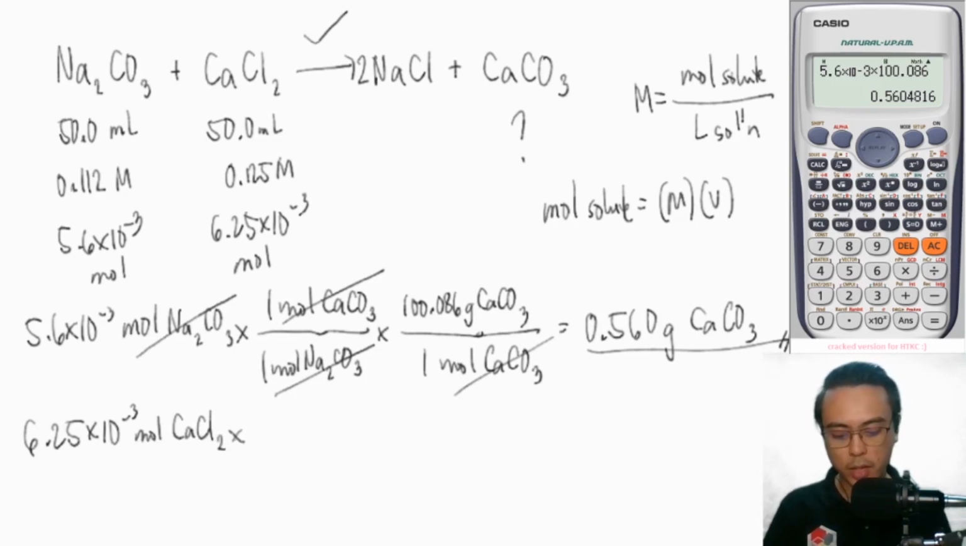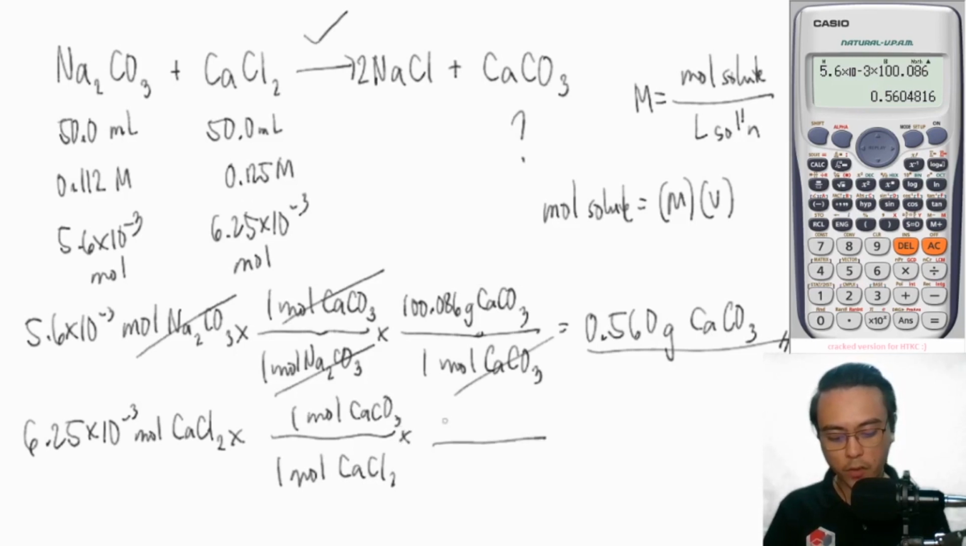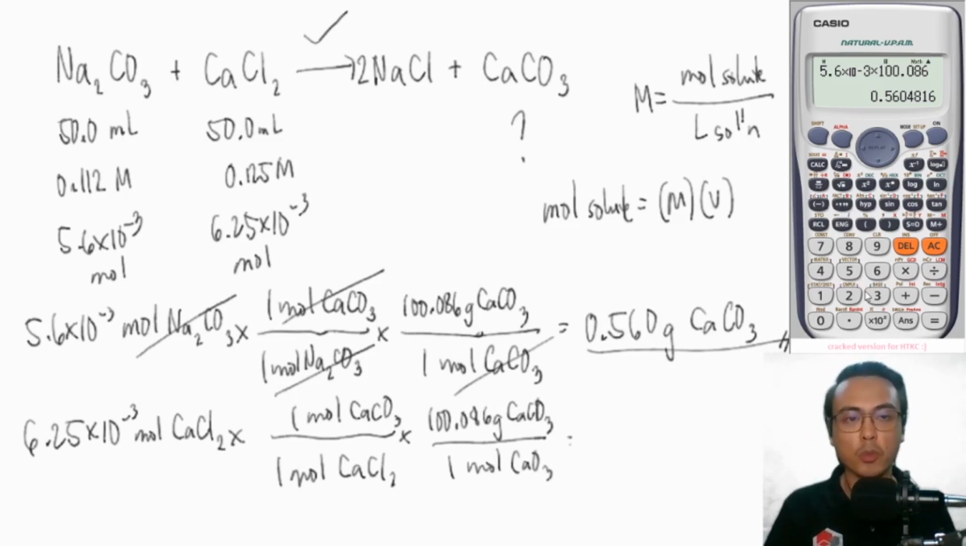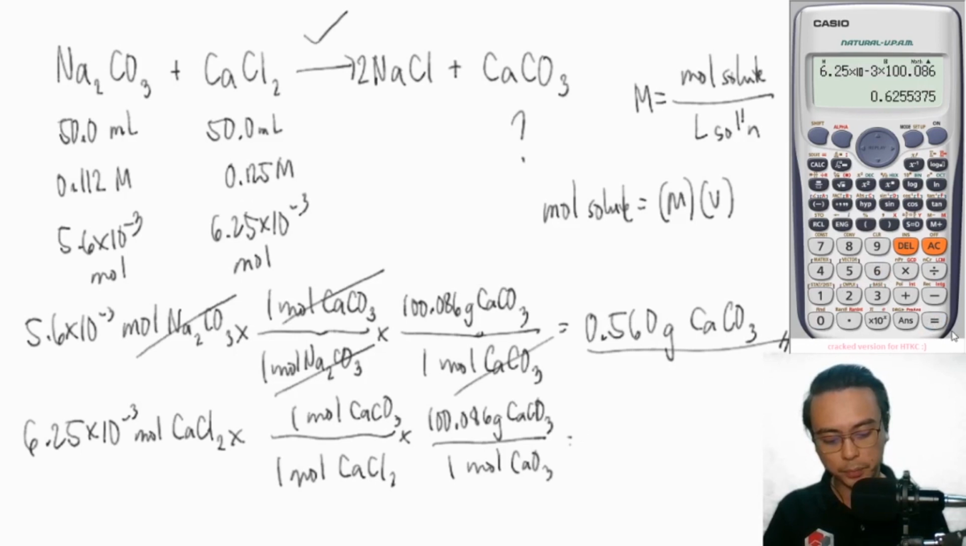And then based on the balanced equation, for every 1 mole of calcium chloride, there's also 1 mole of calcium carbonate. And then we use again the molecular weight of calcium carbonate, 100.086 grams of calcium carbonate per mole. We can determine the mass of calcium carbonate produced. That is 6.25 times 10 to the negative 3 times 100.086. We have 0.626.